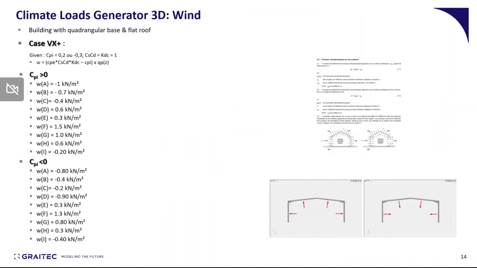Combining now the external and internal coefficients multiplied by the peak wind velocity pressure we already calculated, the wind loads for positive and negative CPI have been generated in all the areas of the structure.